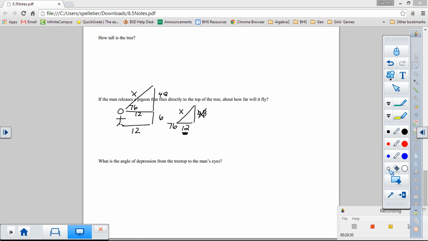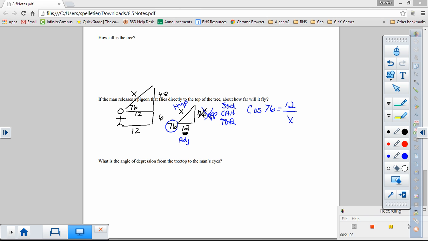So I'm going to look at this, and I'm going to use my hypotenuse, and I'm going to use the adjacent side, and I'm not going to use the opposite side. So let's figure out which one. SOH, CAH, TOA. Since I'm not using opposite, I can cross out that, and I can cross out that. Cosine of angle 76. Cosine is adjacent, 12, over hypotenuse, x.